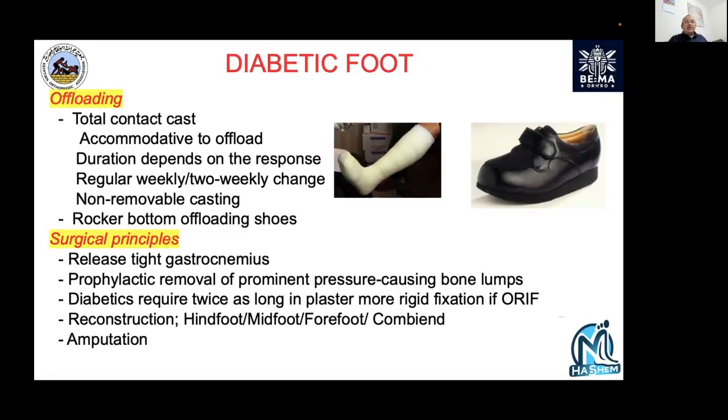If you are doing a bony procedure, you have to be very aggressive in fixation. So if you would normally treat a Weber B ankle fracture in a cast, for a diabetic, you have to fix it.